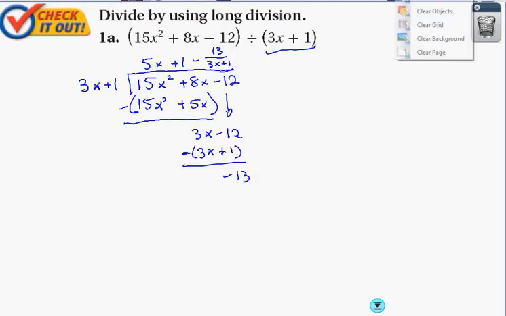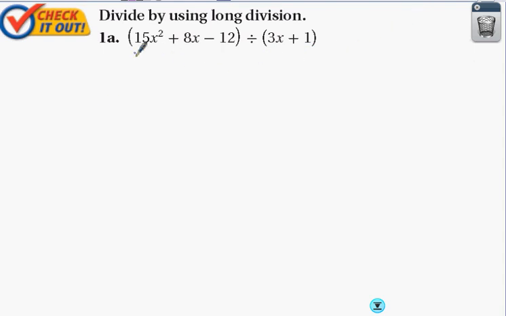Okay, one more example here. So, here I have 3x plus 1 dividing 15x squared plus 8x minus 12. This is already in standard form, so we go 3x plus 1, and we are dividing that into 15x squared plus 8x minus 12. So 3x times what is 15x squared? Hopefully you would say 5x. 3x times 5x is 15x squared. 1 times 5x is a positive 5x.